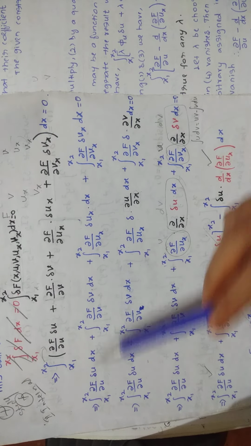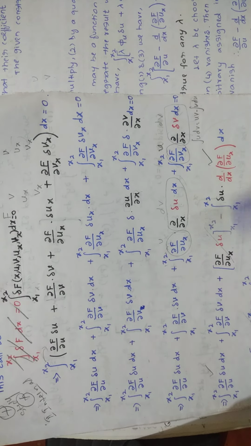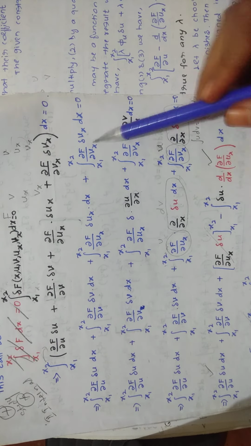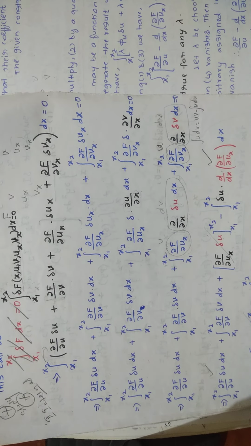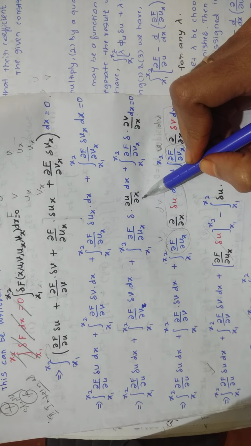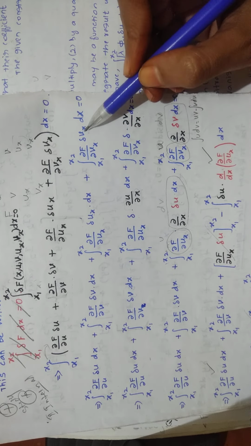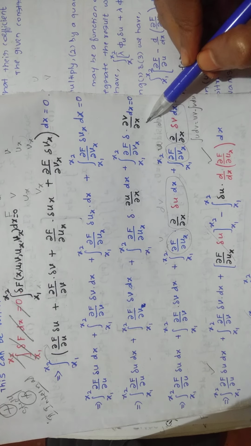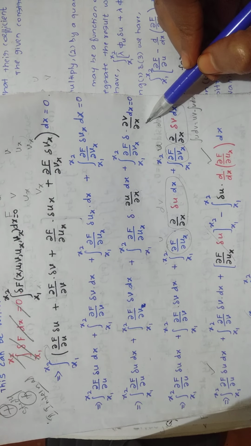Right, and in the next line, write these two terms as it is in the previous step, and in these two terms you are making a small difference: in the place of ux, in the next step you put dou u by dou x, and in the place of vx, in the next step you put dou v by dou x. That is the only difference you are making.